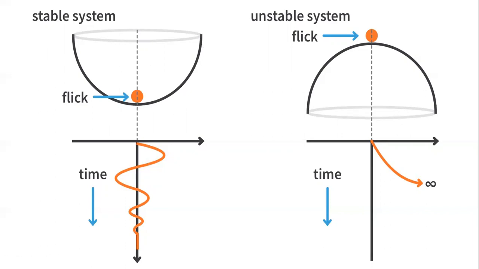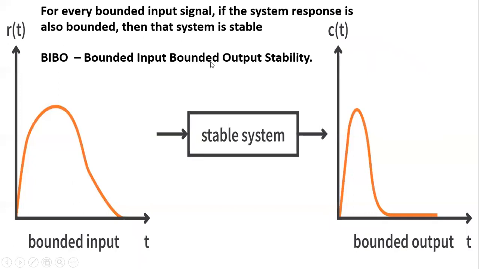An input is said to be bounded if it lies within definite limits of the system. If it is not bounded, then the input is an unbounded input. Now let's understand a few statements based on the above. For every bounded input signal, if the system response is also bounded, then that system is stable. We normally call this bounded input, bounded output stability.